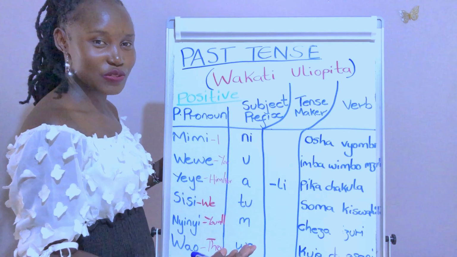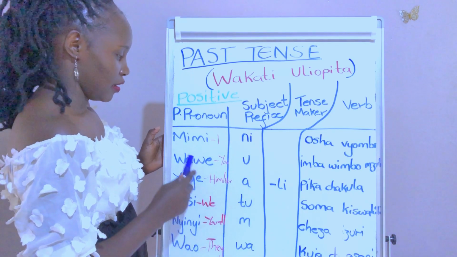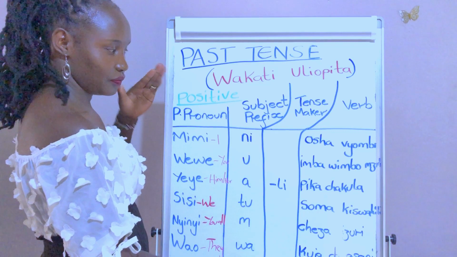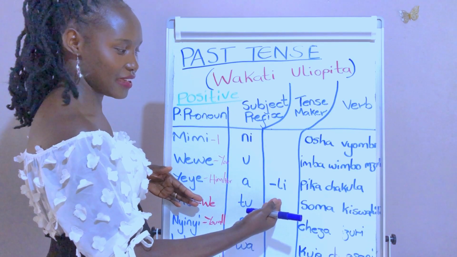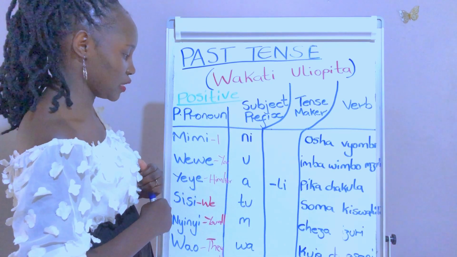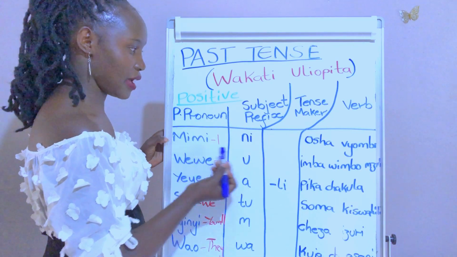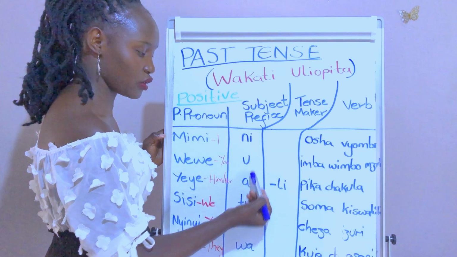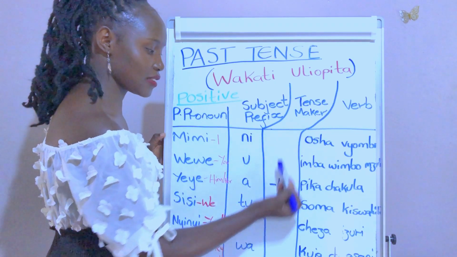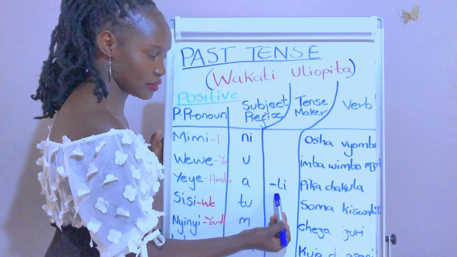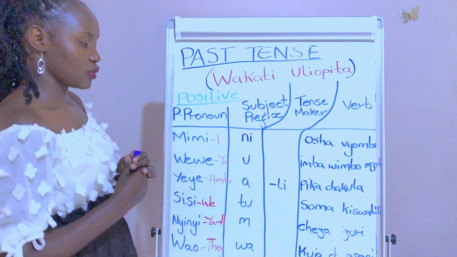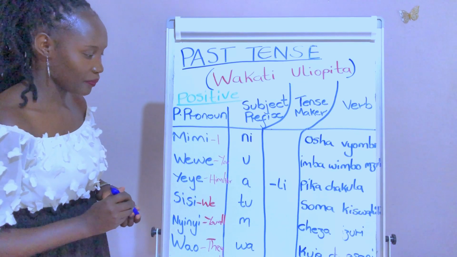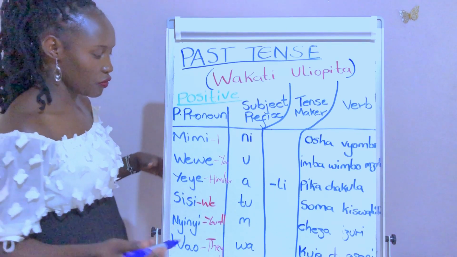We shall go direct to our sentences. And as you can see on the board, I have simplified everything so that you can just add the li and everything will be complete. Our personal pronouns are here, subject prefix in positive form here. Our tense marker all through the sentences will be li, and then we have our verb. So let's make our first sentence.